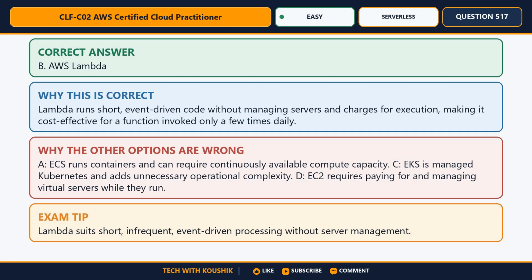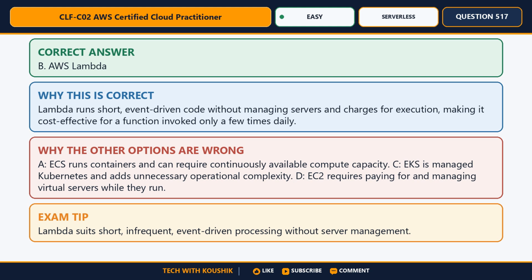The correct answer is B. AWS Lambda. Here is why. Lambda runs short, event-driven code without managing servers and charges for execution, making it cost-effective for a function invoked only a few times daily. Why are the other options not correct?